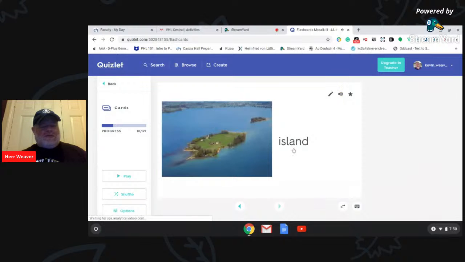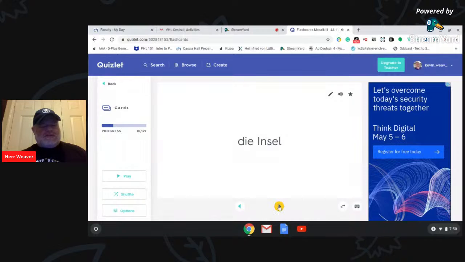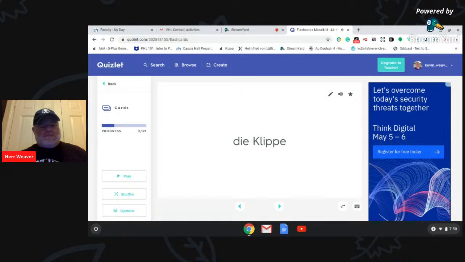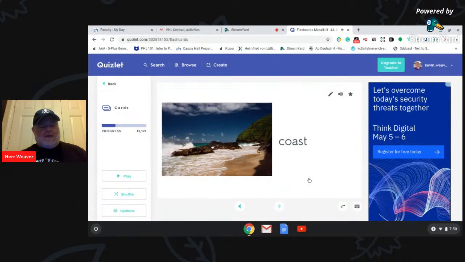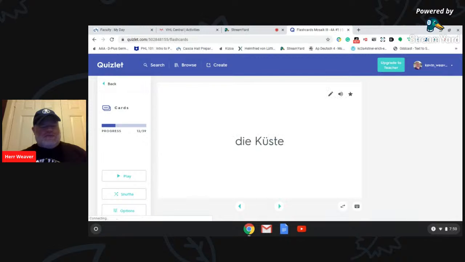An island we've had before also. So out here in the middle of this lake is an island. That's what we talked about before. Die Insel. Cliff. This is a brand new word for us. Die Klippe. So you might be able to find the word in there somewhere, Klippe and cliff. Coast. We have had this word before. Die Küste.